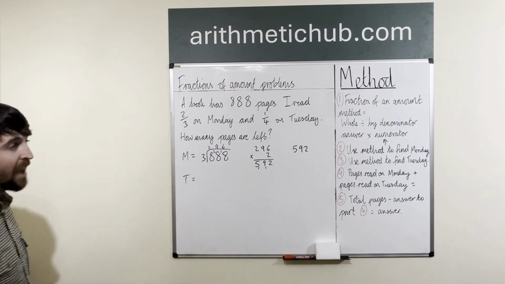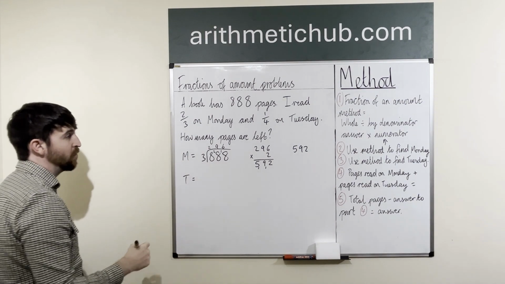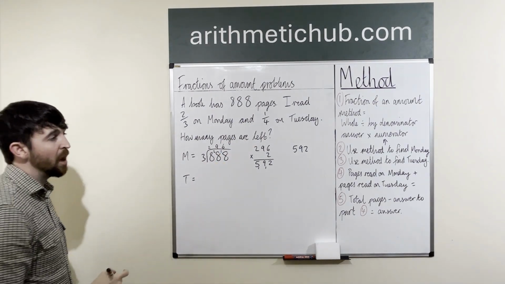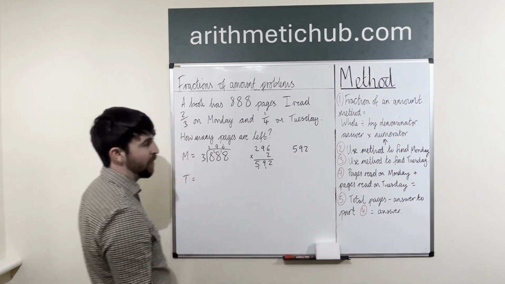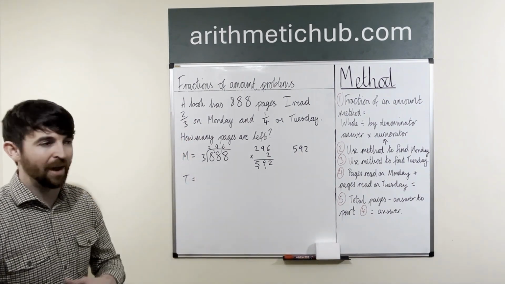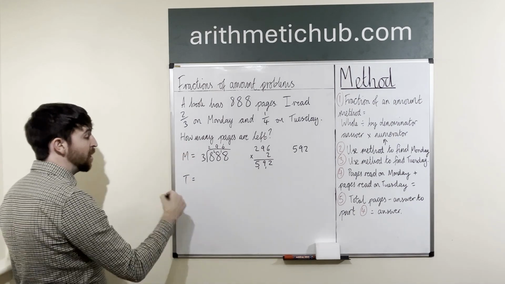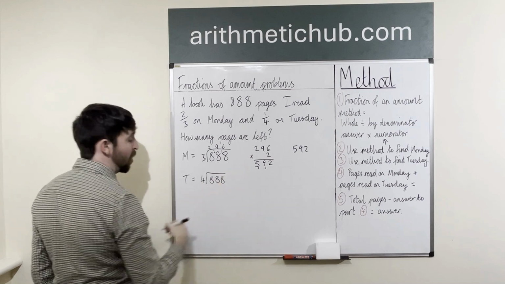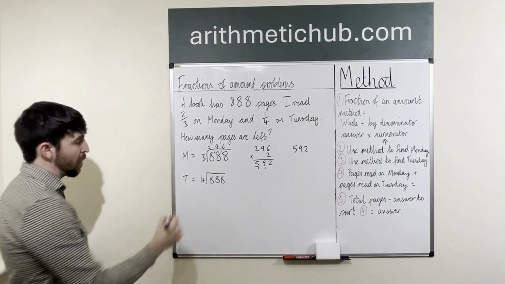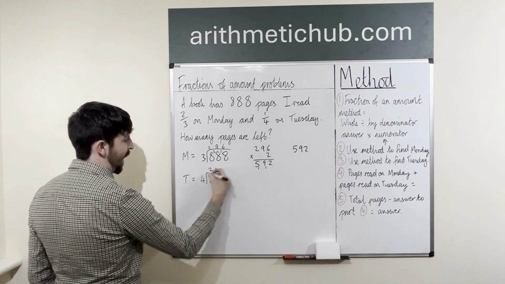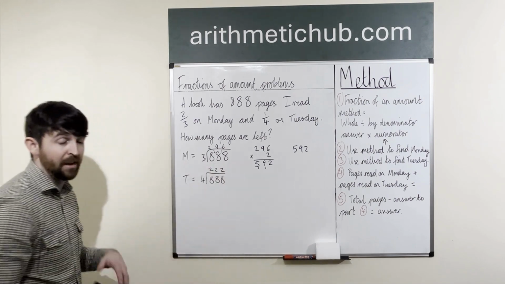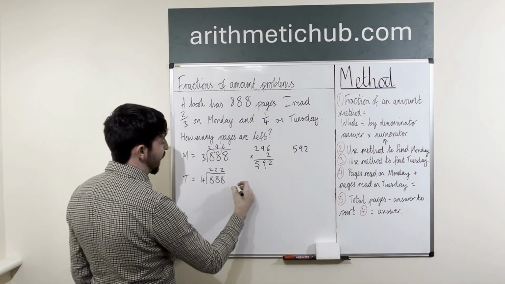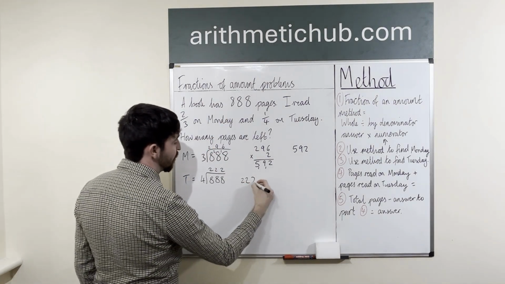Tuesday then, exactly the same method. I read 1/4 on Tuesday, but I can see this is a unit fraction. So I know I'm not going to have to multiply the answer by 1. That's not going to make sense, is it? Because if I multiply it by 1, it's just going to give me the same thing. So all I'm going to do is divide 888 by 4, which is nice and simple. 4 goes into 8 twice, 4 goes into 8 twice, and then 4 goes into 8 twice again. So I know that 1/4 of 888 was 222.